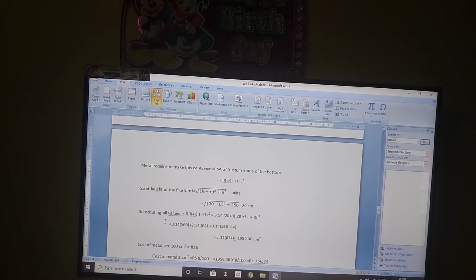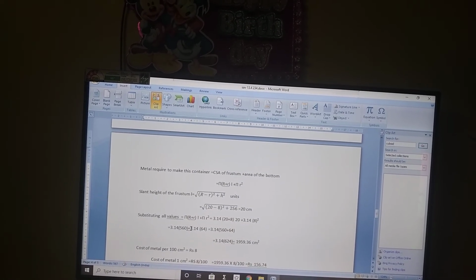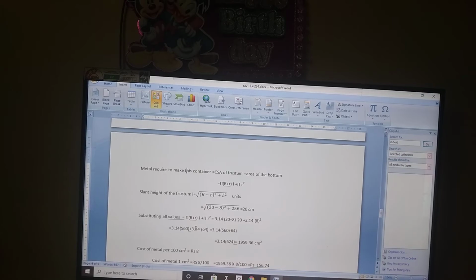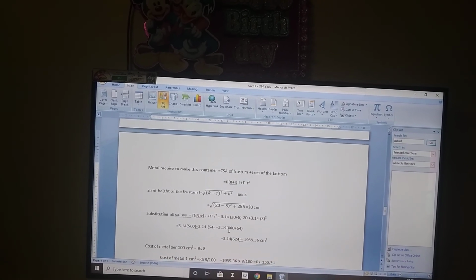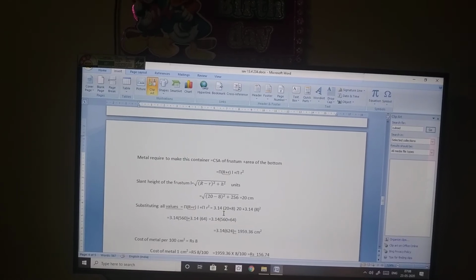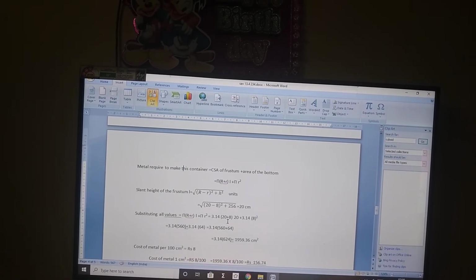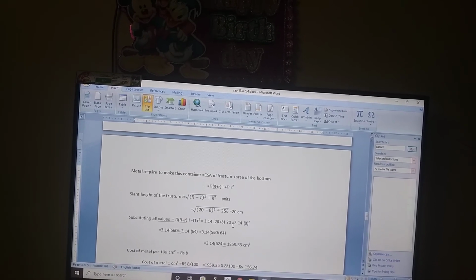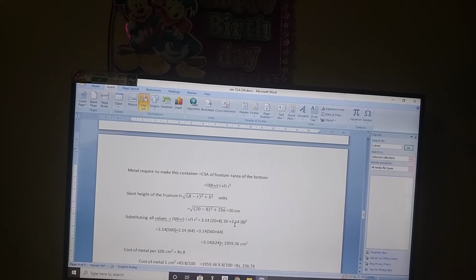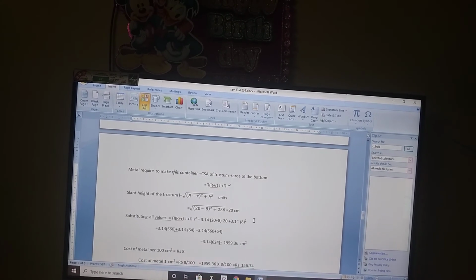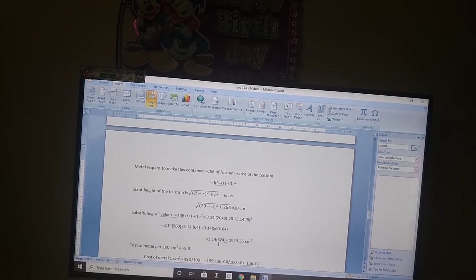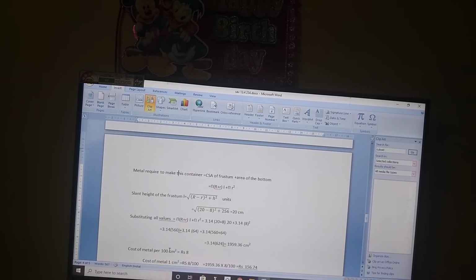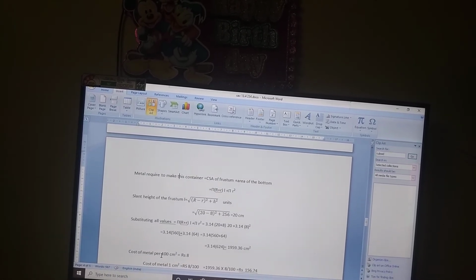So how much metal area is required is nothing but the CSA of the frustum plus the area of the bottom, because the bottom is closed. Substituting the values: pi value 3.14, capital R plus small r is 20 plus 8, into L value 20, plus pi r square, so 3.14 into small r value 8 square. Simplifying, we'll get 1959.36 centimeter square.